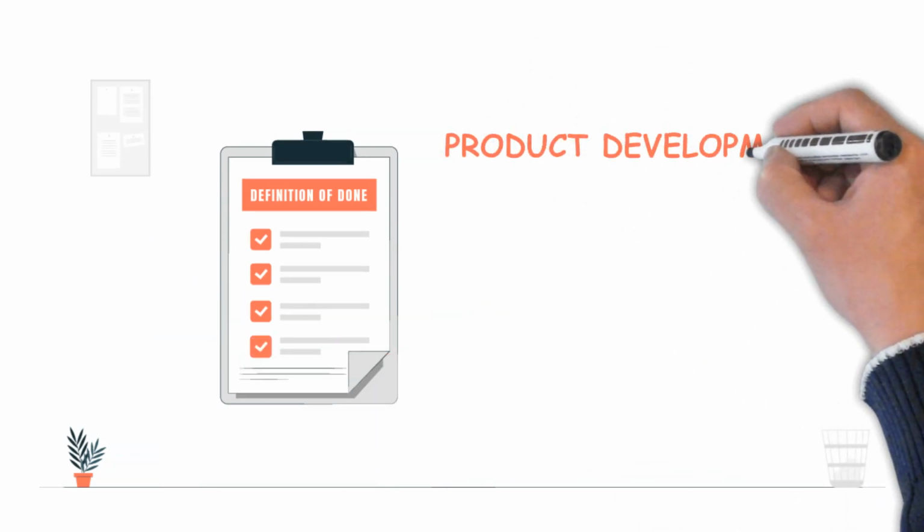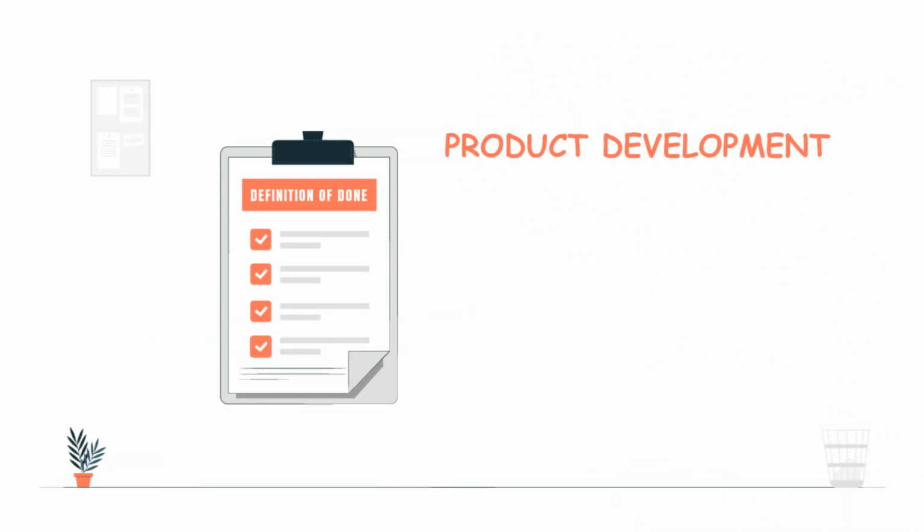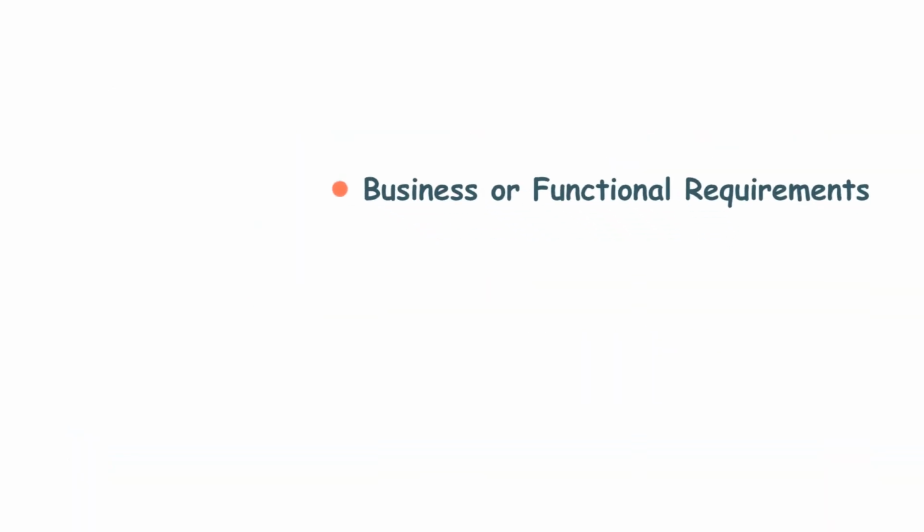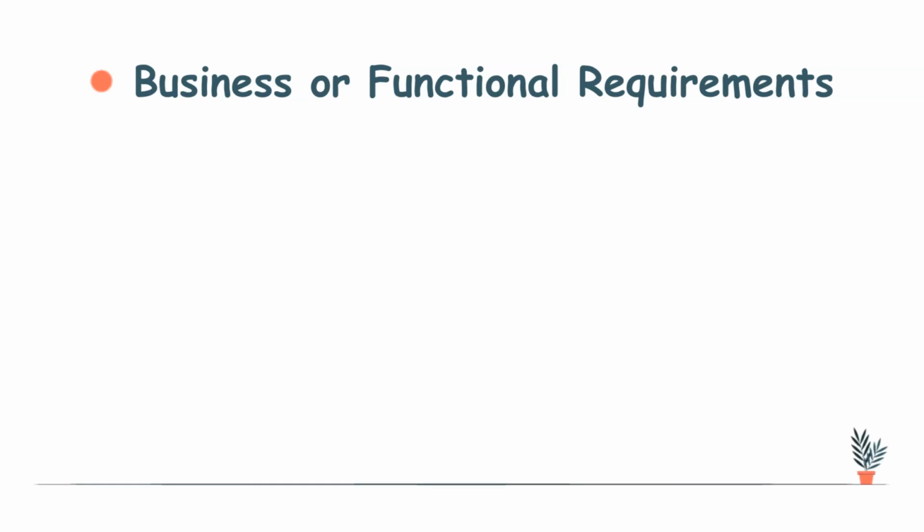Specifically, when we talk about product development, considering the system or software or solution, the definition of done consists of three main components: business or functional requirements, quality, and non-functional requirements. We will discuss each component separately to have a better understanding. First, business or functional requirements.